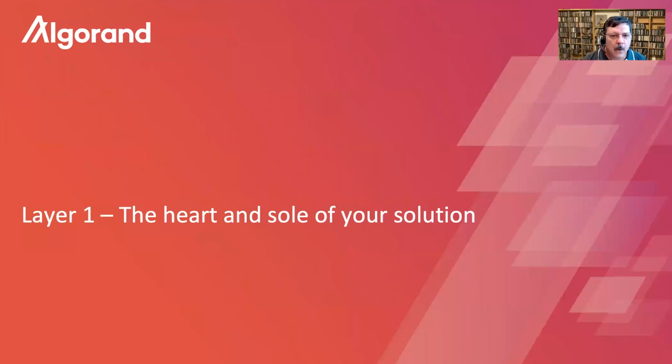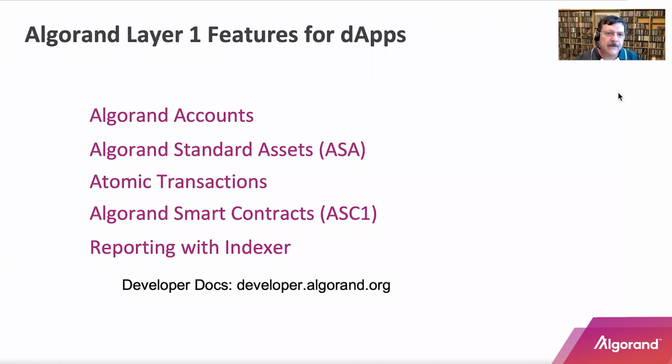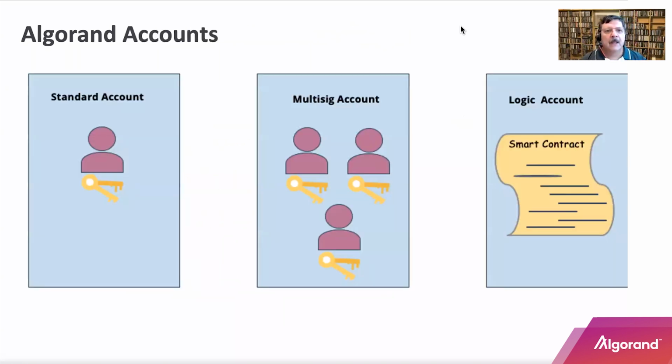So let's talk about layer one. This is the heart and soul of your solution, and many different aspects here in terms of Algorand accounts, standard assets, ASAs. You've got atomic transactions, smart contracts, and indexers. Let's talk about all these in depth now for this section.